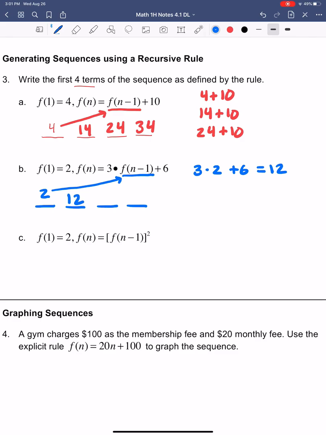And then we just repeat the process, right? So the 3 and the 6 stay where they are. We're just replacing this f of n minus 1. So we just continue to repeat this process. 3 times 12 plus 6. And that's going to give me, let's see, 3 times 12 is 36, plus 6 is 42. And then one more time, 3 times 42 plus 6, which gives me 126 plus 6, which is 132.